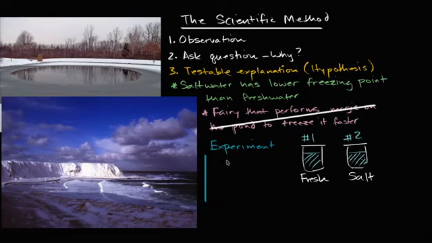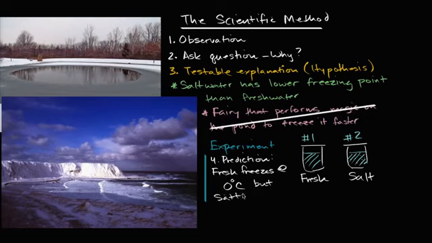We could even view this as step 4, our prediction. We predict that the fresh water will freeze at a higher temperature than the salt water. So let's say the fresh water freezes at 0 degrees Celsius, but salt water doesn't. So what you then do is test your prediction.